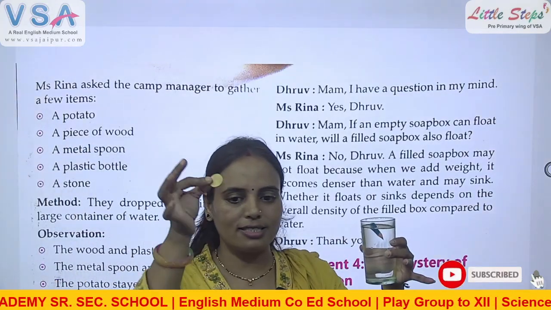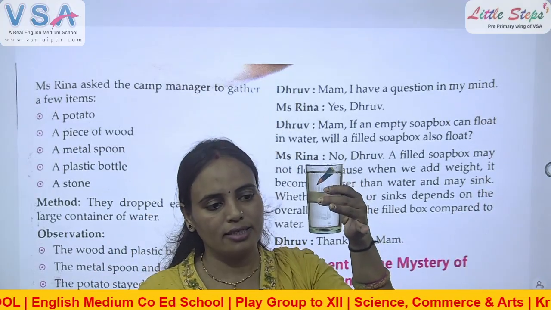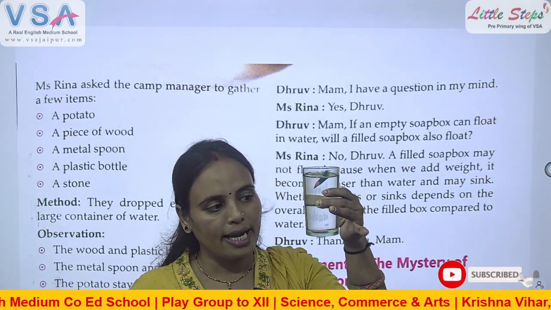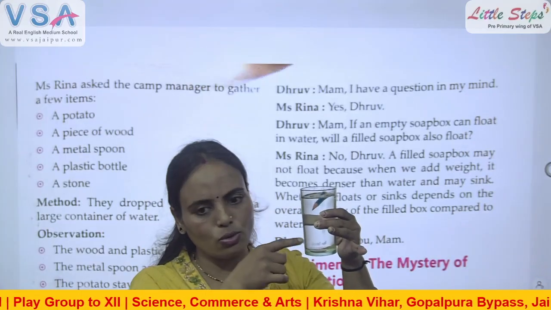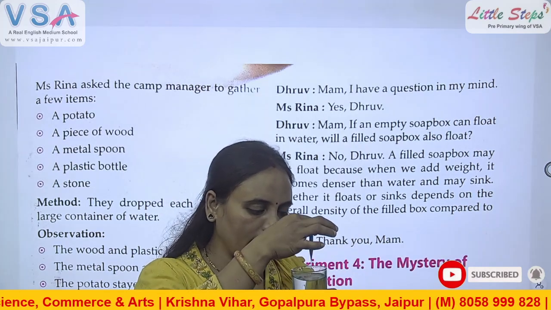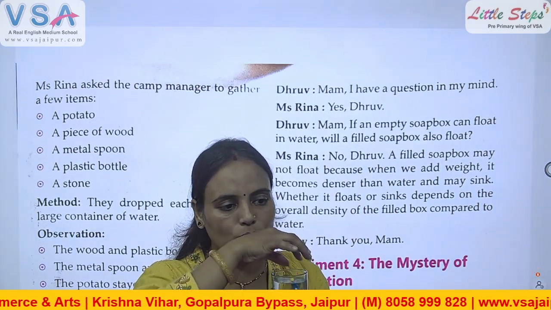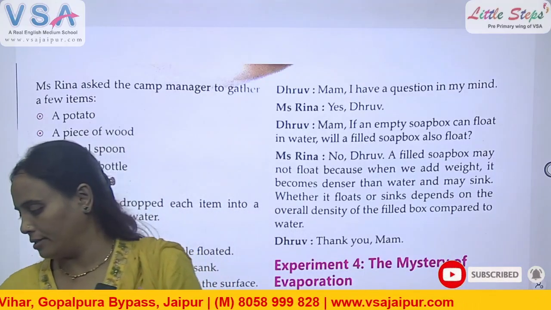Okay. Now let's take this coin. What is this? Let's put it. Where is the coin? It's settled down, right? It goes to the bottom. Why are the two things different? Why is the pencil floating and the coin goes down? Tell me.